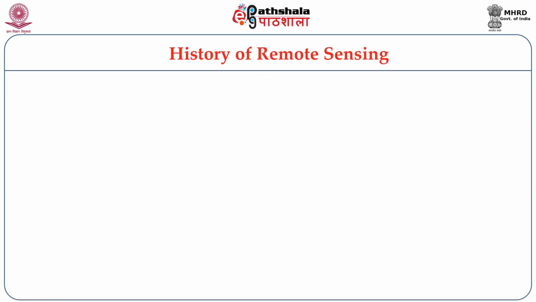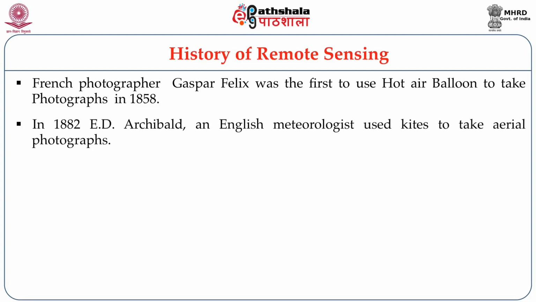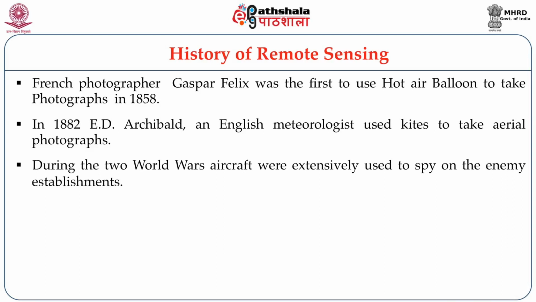So let us first see briefly the history of remote sensing. It is known that the French photographer Gaspard Felix was the first person to have used a hot air balloon to take photographs in 1858. So this is the first activity that involved some kind of remote sensing. And afterwards, in 1882, E.D. Archibald, an English meteorologist, also used kites to take aerial photographs. So these are the first attempts to take aerial photographs.